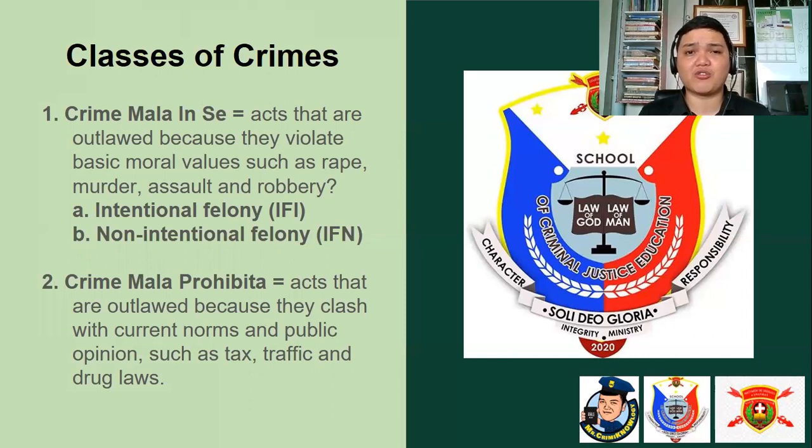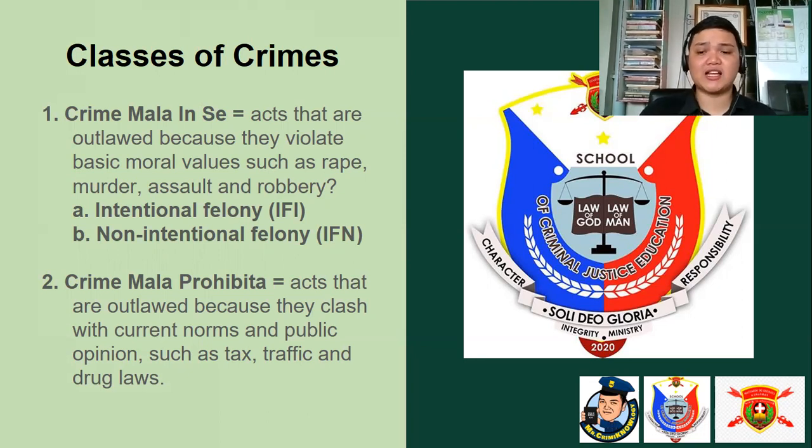Such as, even if there is no law against rape, if you rape somebody, that is a crime. That is because it is naturally evil. We also have robbery, assault, murder. It is never right to kill and to rob somebody's property. So naturally evil, that is called mala in se. And we also have mala prohibita. Acts that are outlawed because they clash with current norms and public opinions such as tax, traffic, and drug laws. So it is also mala prohibita. From the word prohibita, it is prohibited. Your action or omission will only be a crime because there is a law that says that it is wrong. There is a provision to prohibit that kind of action or omission. So mala in se and mala prohibita are the two classes of crimes.